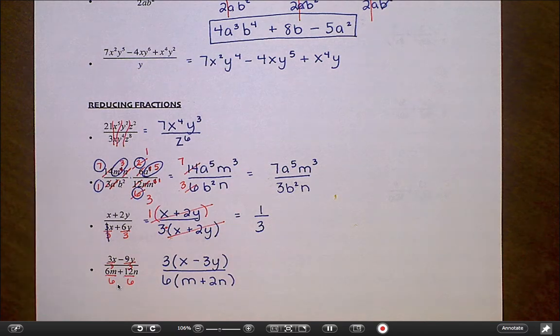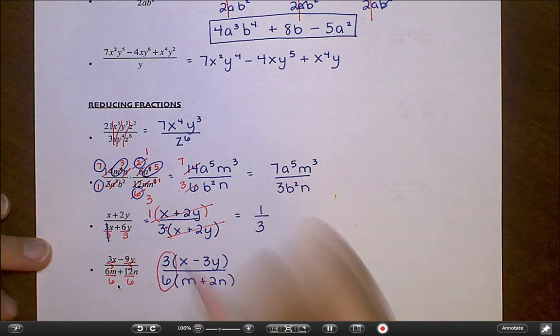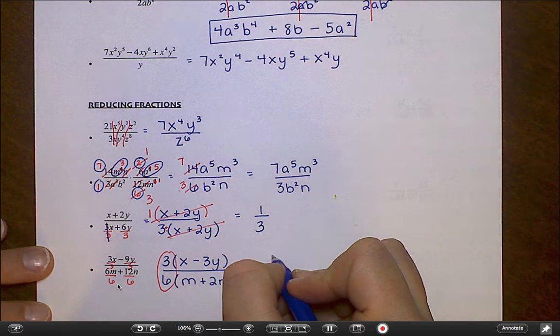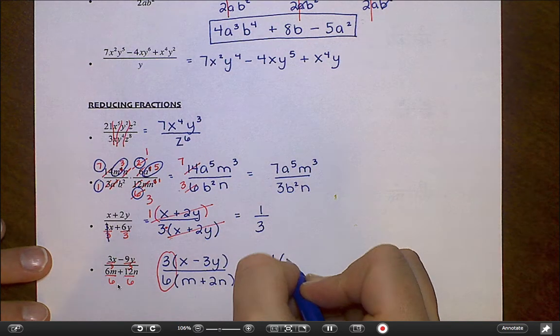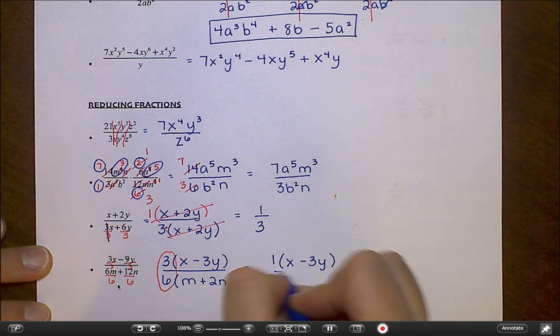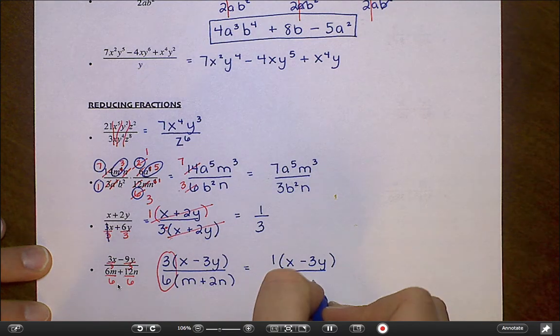Now in this one, my parentheses don't match, right? I don't have the same situation I had up here. So there is absolutely nothing I can do with these values. But I can look at this thing, 3 over 6. Okay, and I can say, well, I know that 3 over 6 reduces to 1/2. So I could make this, and technically you wouldn't need this 1 here, but I'm just making a point. Over, and then on the bottom, this would be a 2m plus 2n.